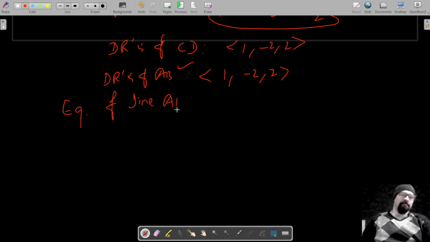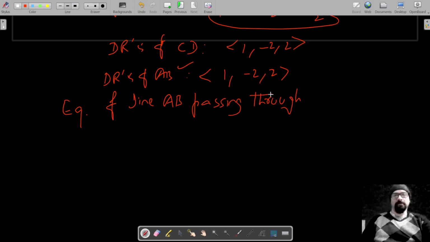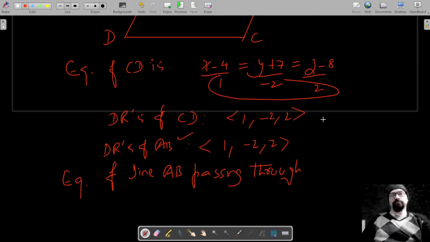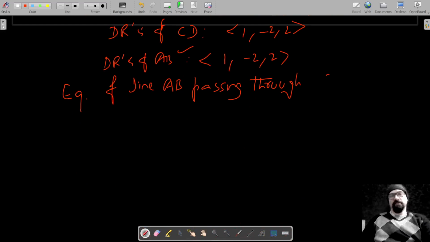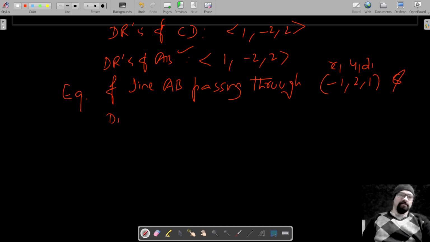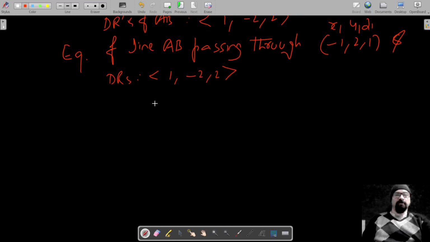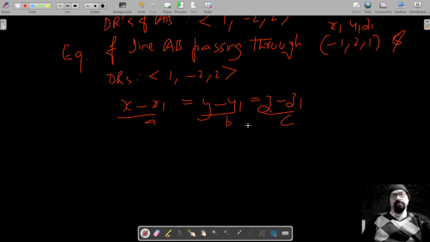Now the equation of line AB, which is passing through, let's say, the point negative 1, 2, 1, which is our x1, y1, z1, and its direction ratios are 1, negative 2, and 2. So the equation of the line is given by (x minus x1) by a is equal to (y minus y1) by b is equal to (z minus z1) by c.